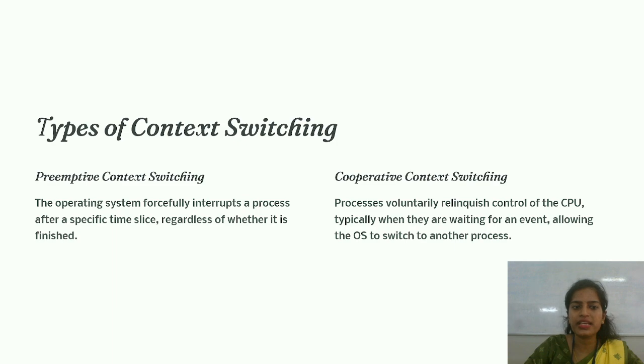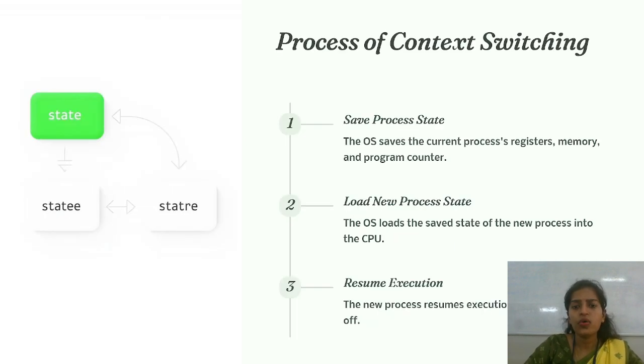So I hope you are clear on the two types of context switching. Now, what is the process of context switching? As we learned, there are three main steps: saving the data, loading the data, and resuming the execution of the process. These are the three major steps involved in context switching.